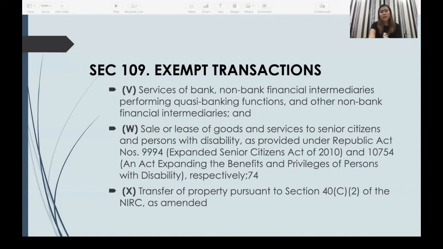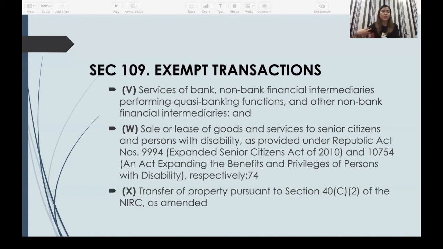We have W, sale or lease of goods and services to senior citizens and persons with disability as provided under RA 9994. Here, simply, persons who are senior and PWD, VAT exempt. Wala nang iba. X, transfer of property pursuant to Section 40(C)(2) of the NIRC as amended. It talks about tax-free exchange, which refers to those instances enumerated in Section 40(C)(2) that are not subject to income tax, doc stamps, capital gains tax, and VAT.